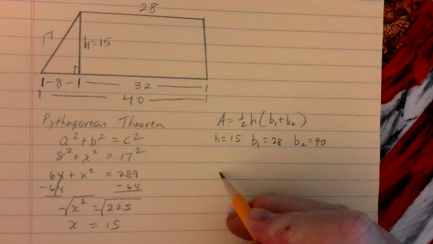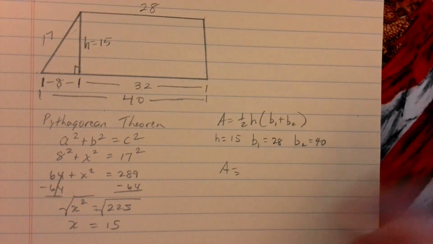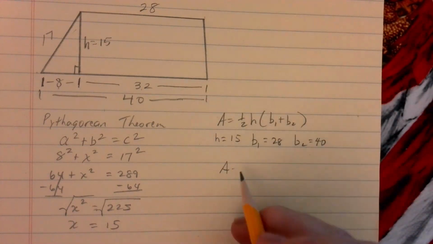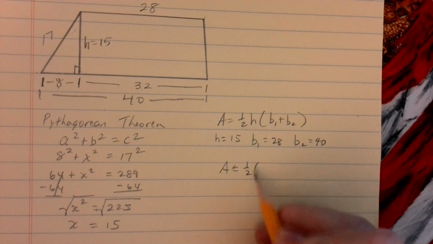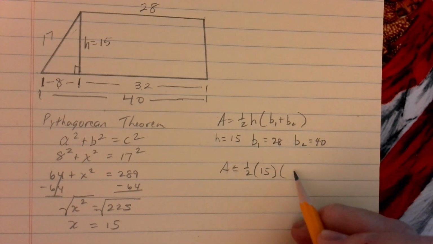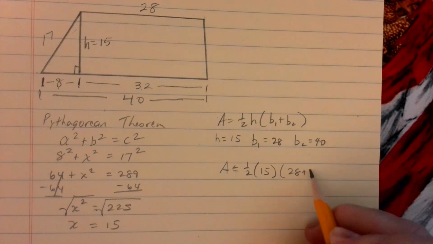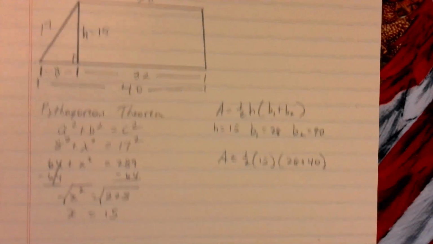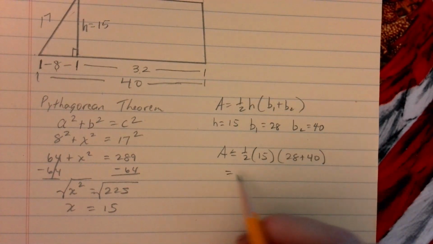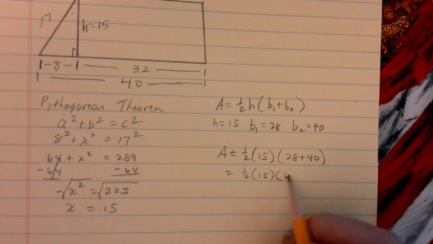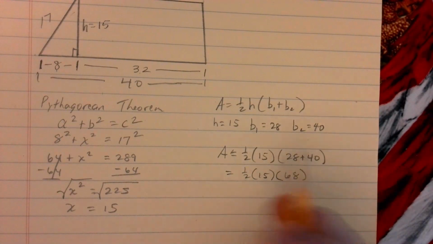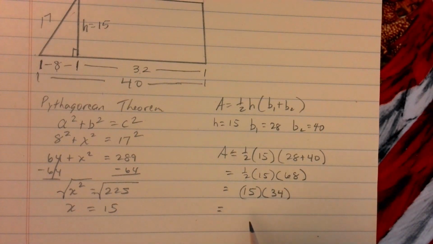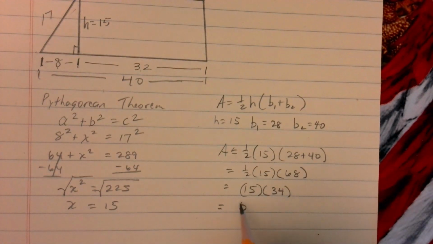So I've got the area will equal 1/2 the height, so 1/2 15 times the sum of the bases, 28 plus 40. And now I'm not using a calculator, so I'm just going to show you some tricks here. I've got 1/2 times 15 times 68. I can apply the half to either one of these, not both, but either one. So I'm going to apply it to the second thing because it's even. And then 15 times 34 I've already worked out, and that gives me 510.